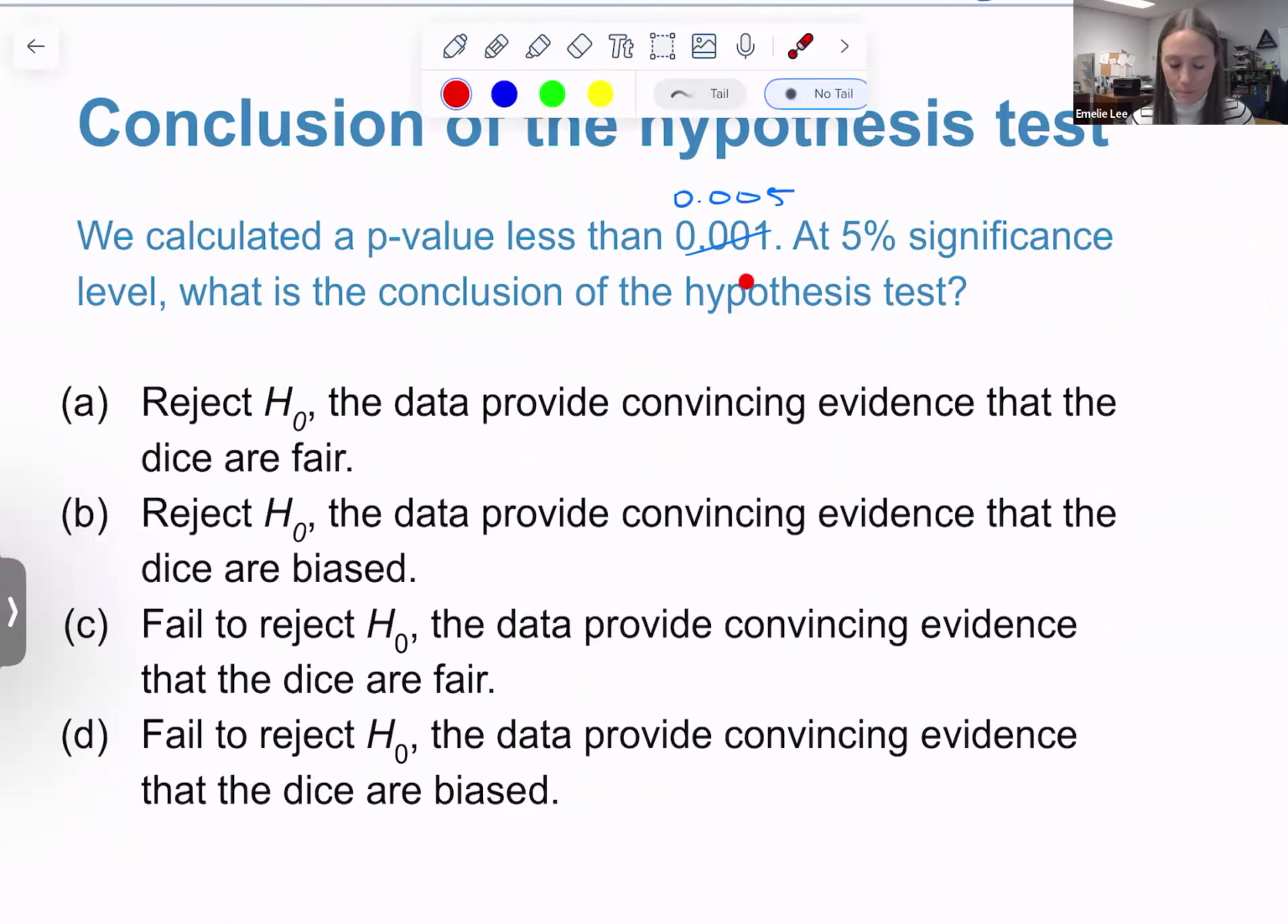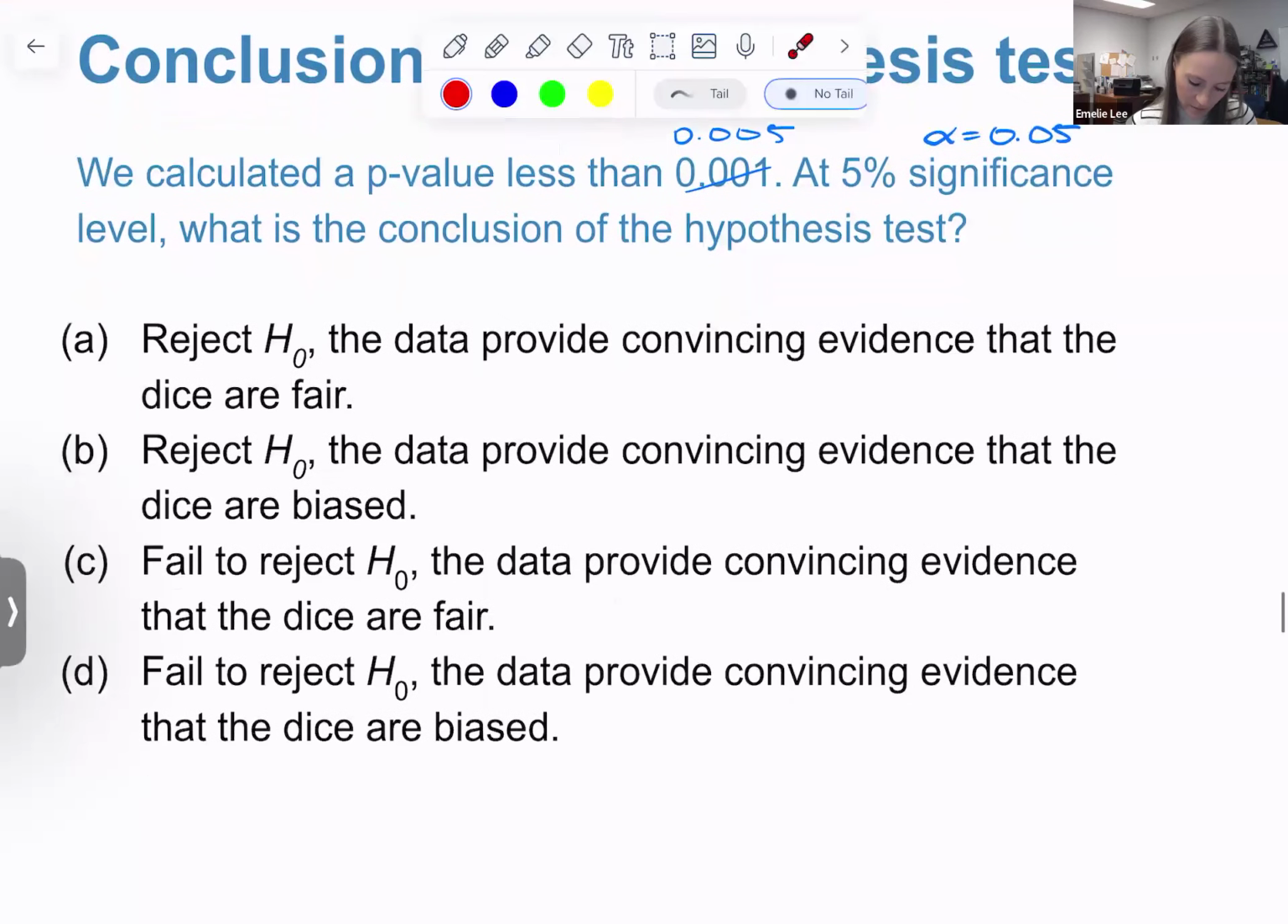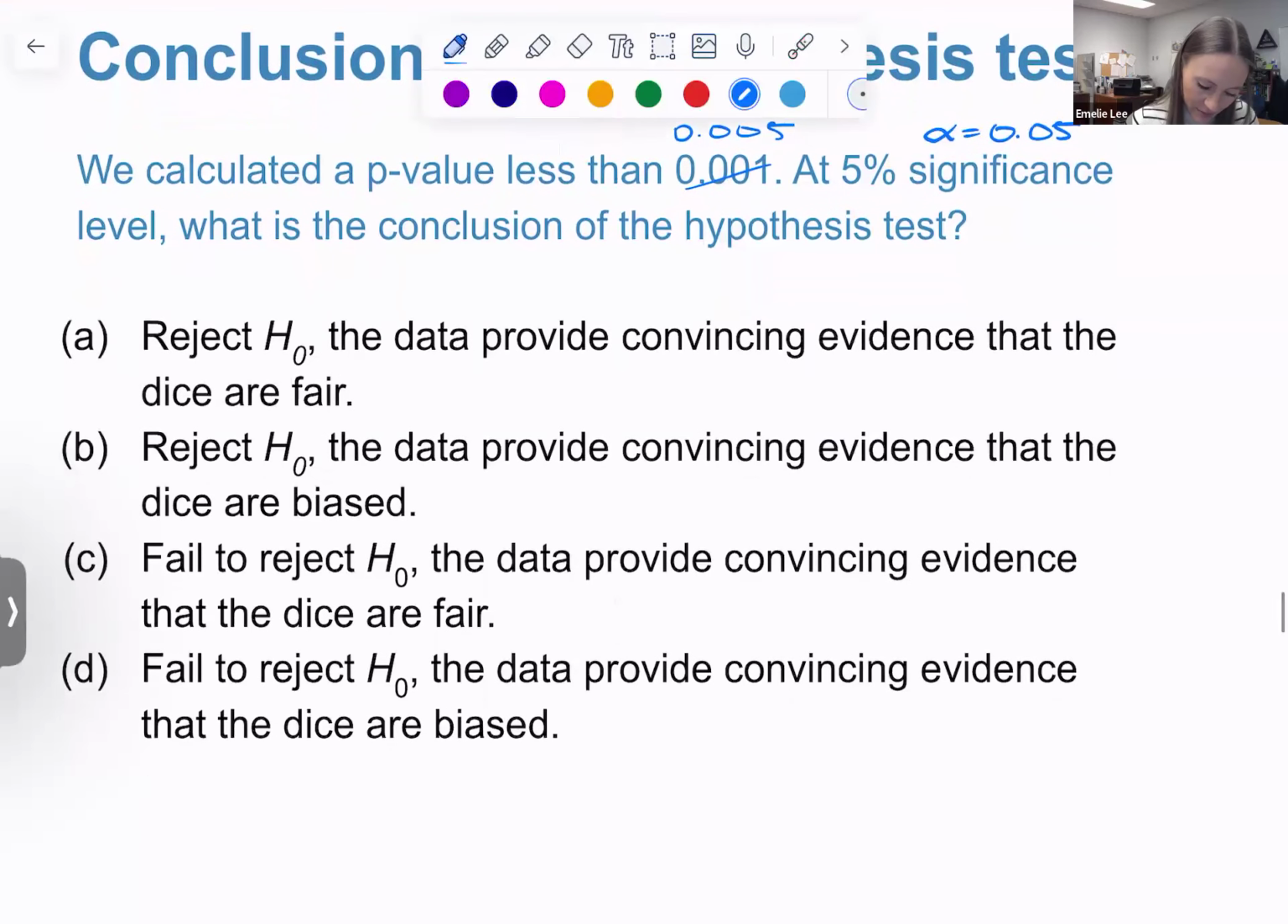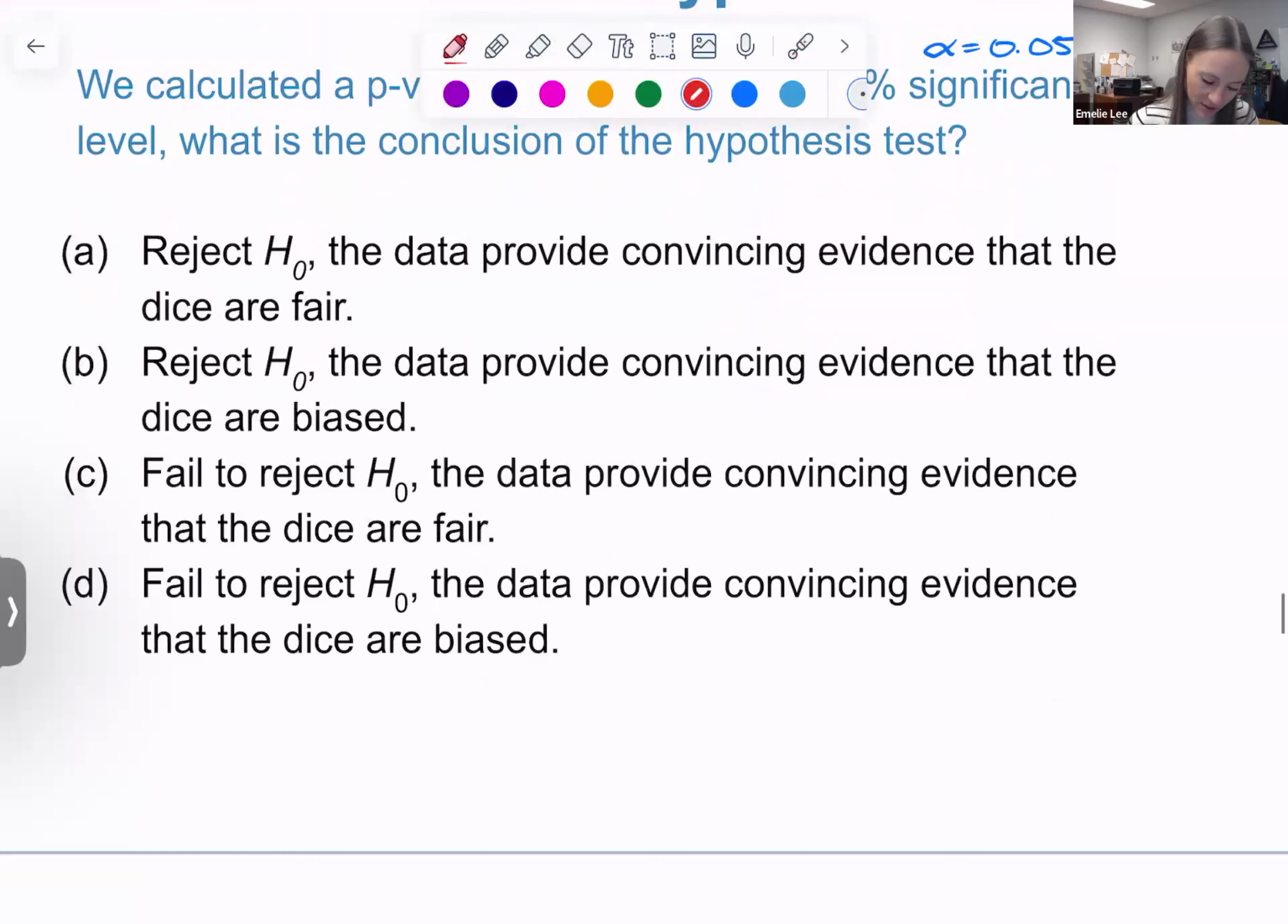That's very small. At 5% significance level, what does that mean? It means alpha is 0.05, which is our default anyways. What's the conclusion of the hypothesis test? Well, I'm definitely going to reject H naught. And so I'll eliminate any that fail to reject H naught.